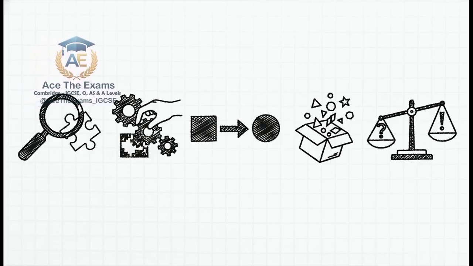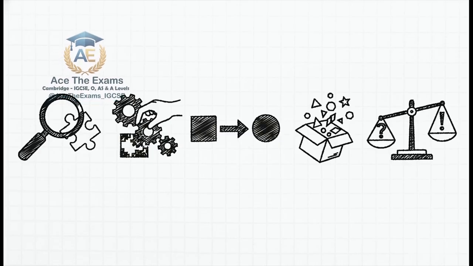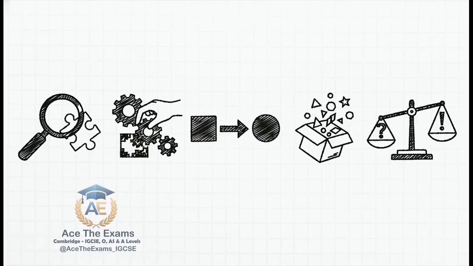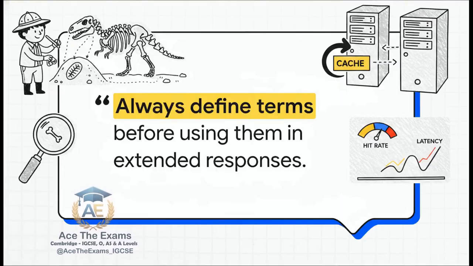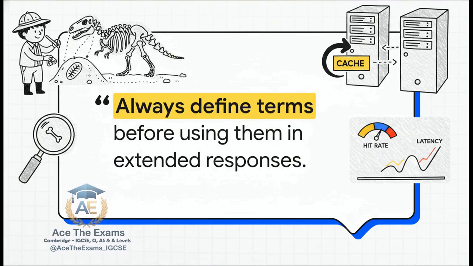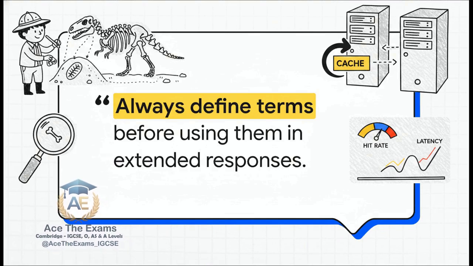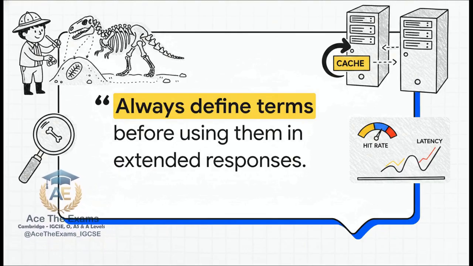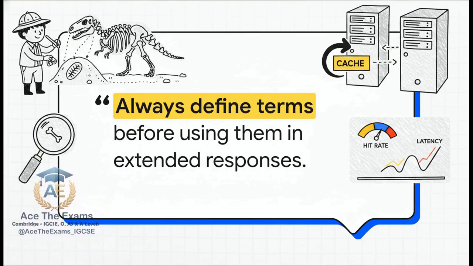If you run your brain through this CACHE checklist on every single extended response, you will automatically hit every single assessment objective the Cambridge examiners are looking for. It's practically a cheat code for your brain. I really want to conclude the core of today's explainer with this incredibly powerful examiner alert, pulled directly from the source material. Always define terms before using them in extended responses.